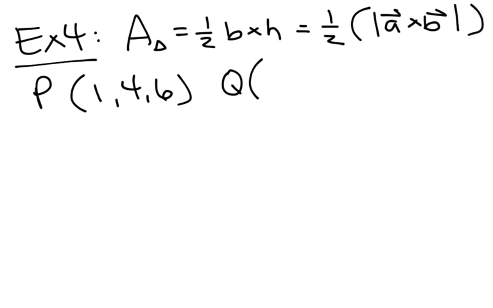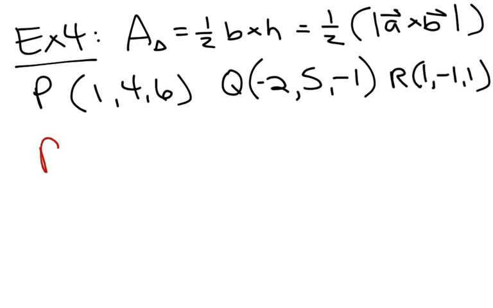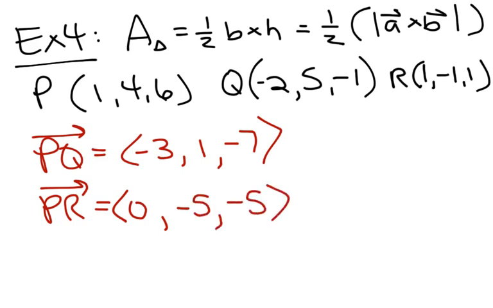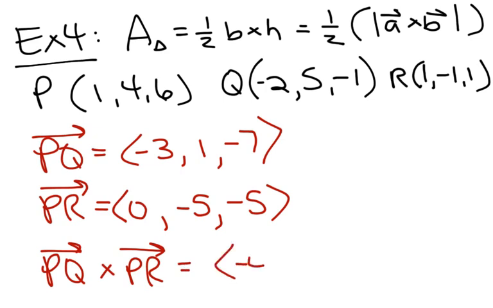That's it. So in example 4, we're going to find the cross product of two vectors defined by these points. And we did this earlier. We already found that PQ was -3, 1, -7. And we found that PR was 0, -5, -5. And we already found the cross product in problem 3. So we already had found out that it was -40, -15, 15. So I'm going to skip that part.